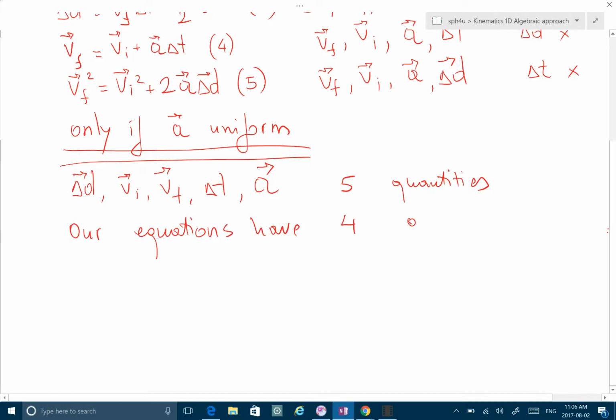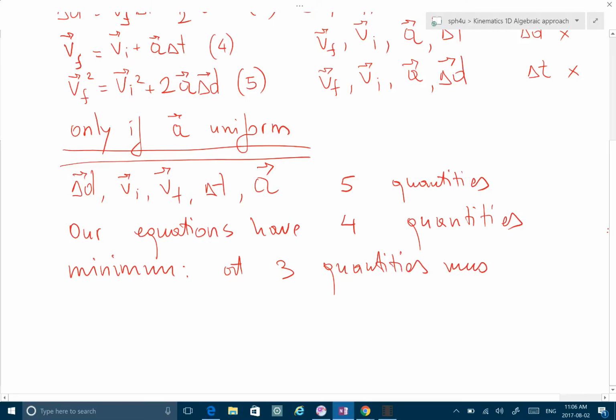four quantities involved. So how do we solve an equation with respect to one quantity? We have to know the other three. So minimum, we have to know at least three quantities must be known in order to solve a problem.